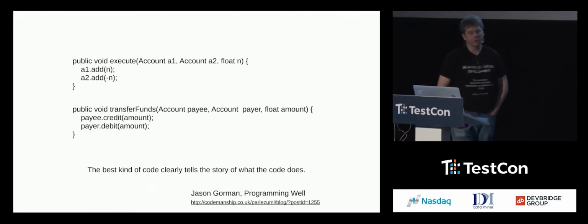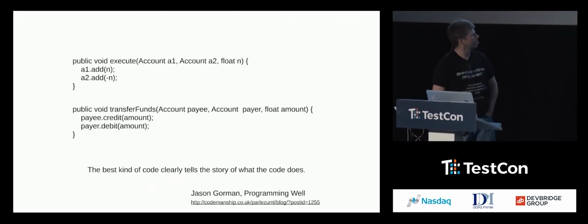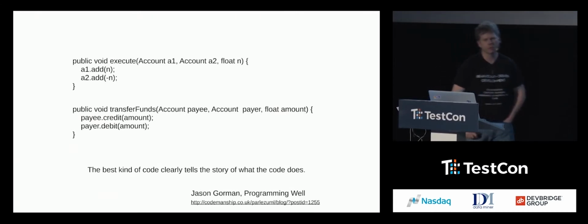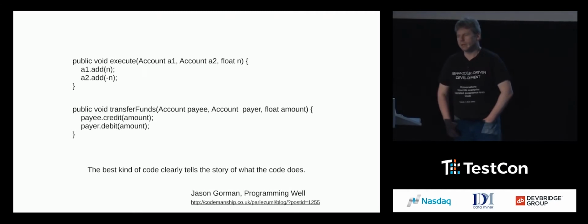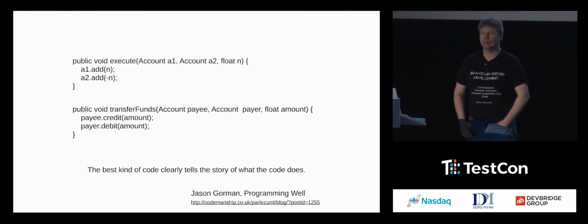Jason Gorman, a guy in London, wrote a blog post a while back. Don't know how long ago it was, a couple of years ago, I would guess. The best kind of code clearly tells the story of what the code does. And this is so important.